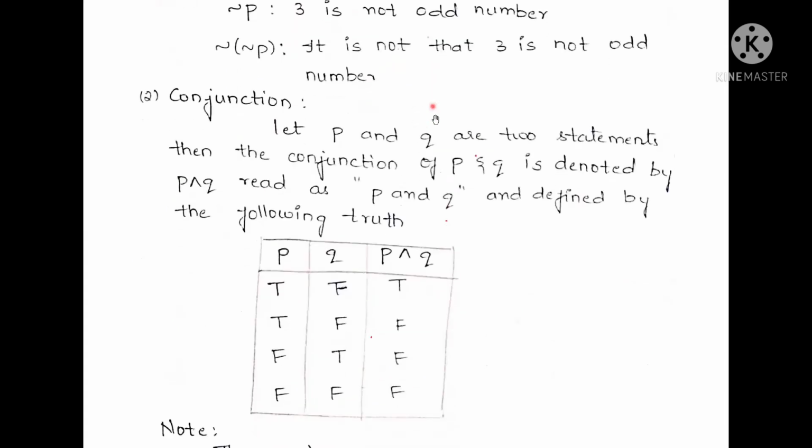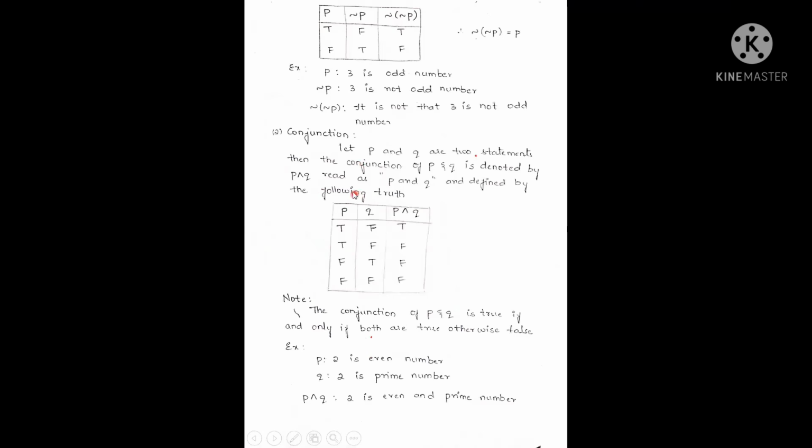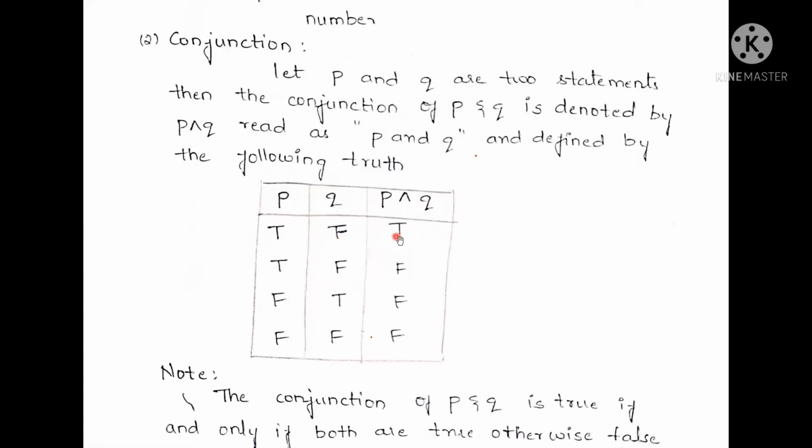Next, coming to conjunction. From here, you will be having very important statements which you have to remember. What is conjunction? P and Q are two statements. Then the conjunction is denoted like this, something like a cap, and it is read as P and Q, and it is defined by the following truth table. So now let us look into the truth table. You have P, Q, and P and Q. So true and true gives you true, and the rest of the elements will be false.